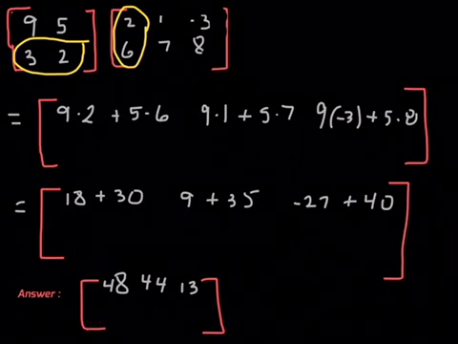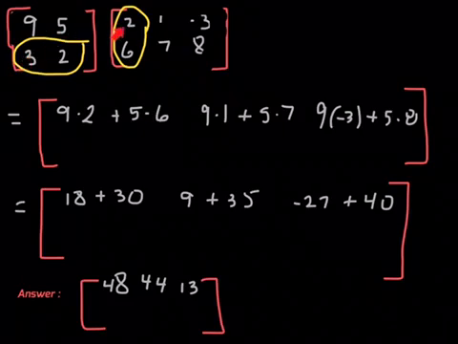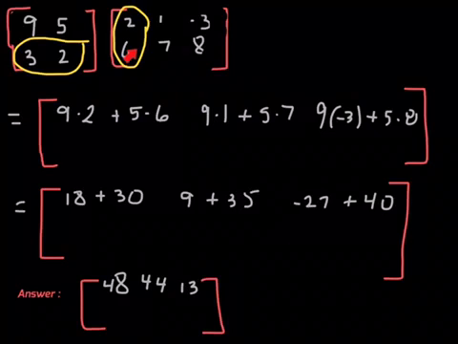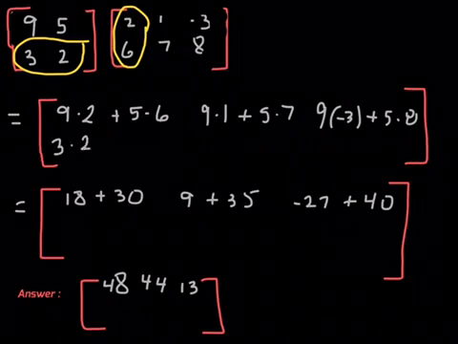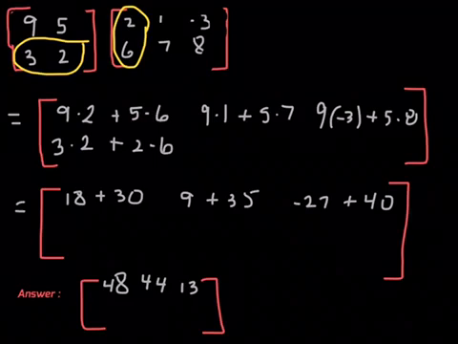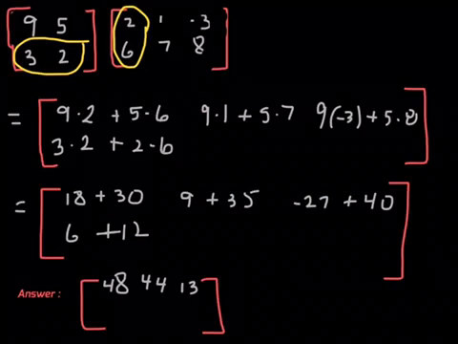All right, here we go. Are you ready? So we're going to do 3 times 2 plus 2 times 6. I'll say that again as I write it. 3 times 2 plus 2 times 6. That would give us 6 plus 12 for this entry, which is 18. So there's that entry. Cool?